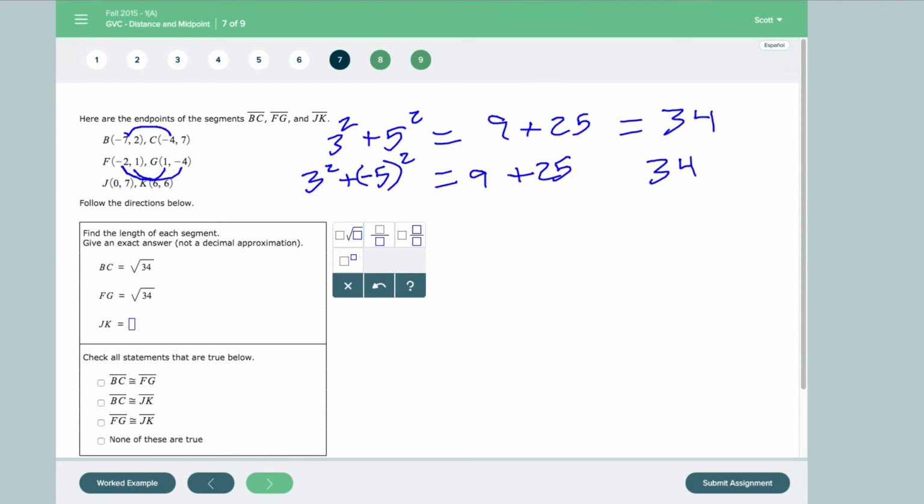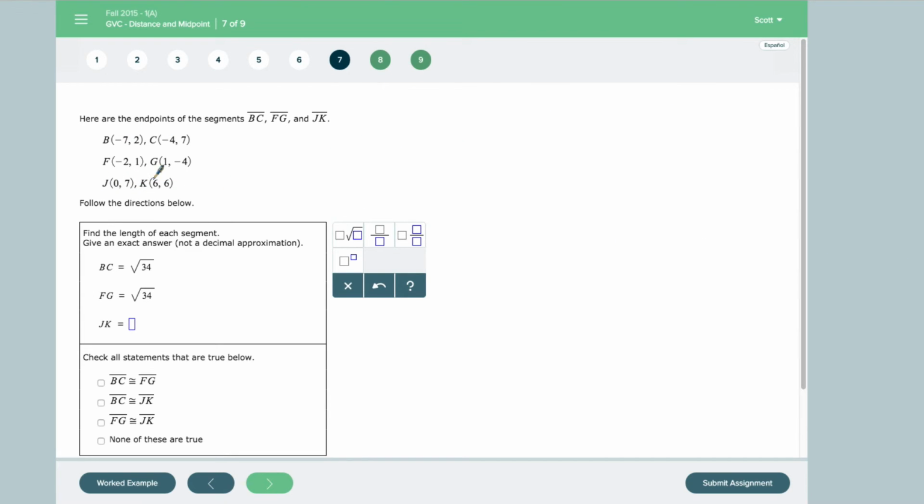JK. So let me clear that out so we have just a little bit of room. 6 minus 0 is 6. 6 minus 7 is negative 1. I'll put parentheses there, so we square them, add them together. 6 squared is 36. Negative 1 times negative 1 is 1. 36 plus 1 is 37. So our answer here is the square root of 37.